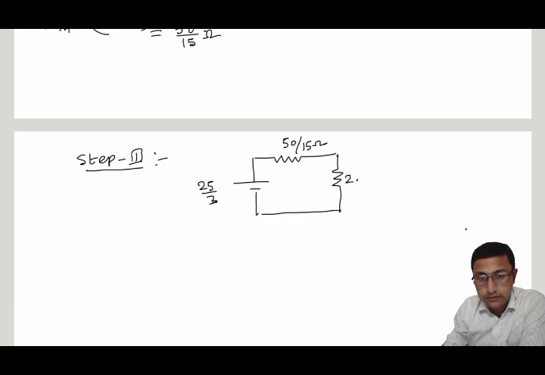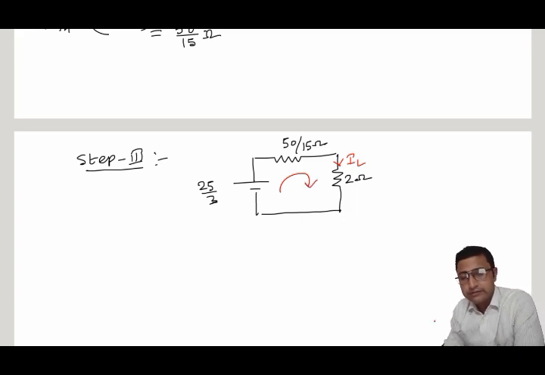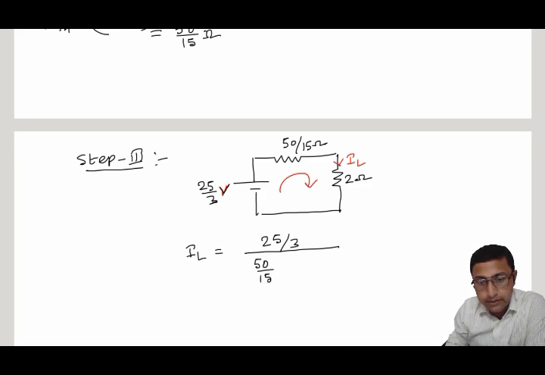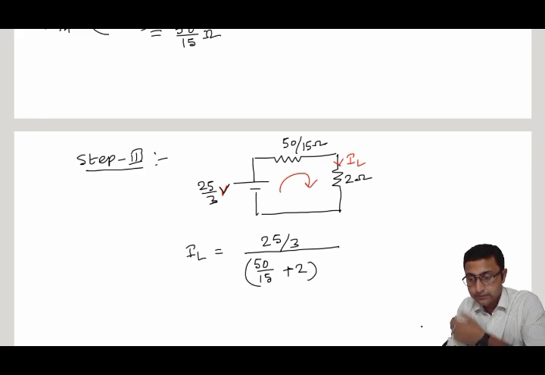Okay. So now I have to measure the current flowing through the 2 ohm, that means basically the source current, because the resistors are connected in series with this 25 by 3 voltage source. So your IL will be simply VTH divided by RTH plus RL, that means 50 by 15 plus 2. Okay.